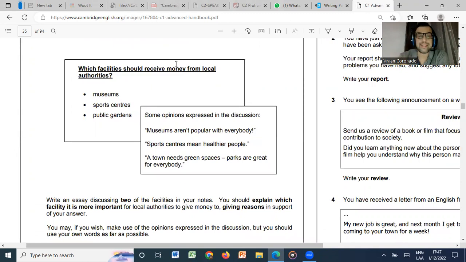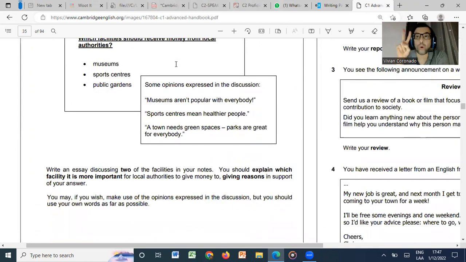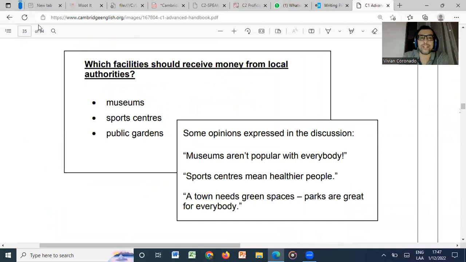In this case, it says, write an essay discussing only two of the facilities in your notes. You should explain which facility is more important for local authorities to give money to, giving reasons in support of your answers. You may, if you wish, make use of the opinions expressed in the discussion, but you should use your own words as far as possible. What does this mean? The situation here is that from these three topics, we need to include only two of these topics in our essay.